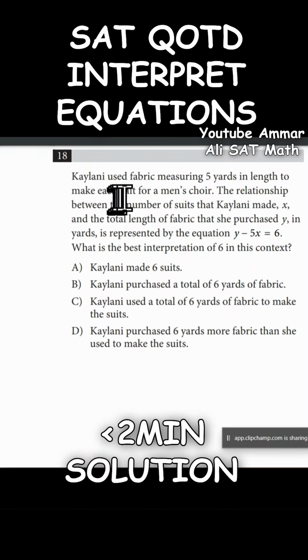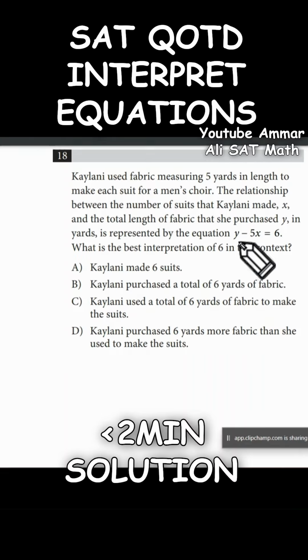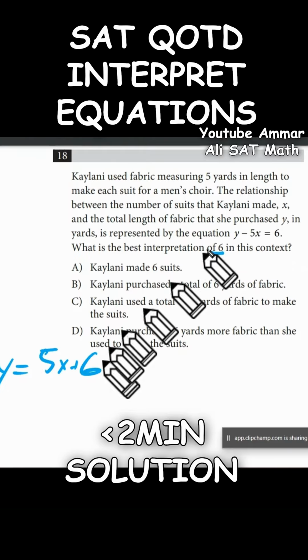Kaylani, so basically we are being asked to interpret the equation, what it actually means in the real world. So here they're asking us what the value of 6 is in this equation. I like to rewrite it in the y equals mx plus b form, because they're pretty much giving it to us in that, right? So y is equal to 5x plus 6, and what is y?